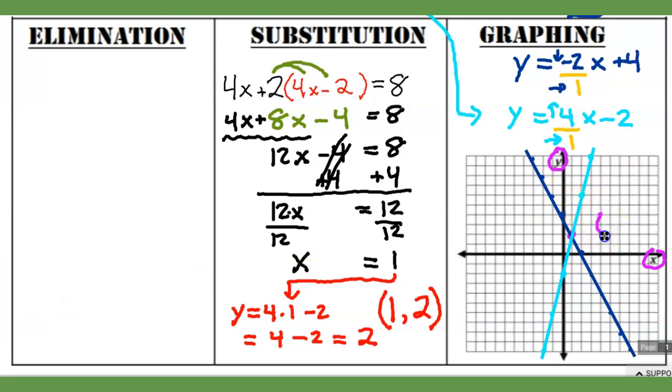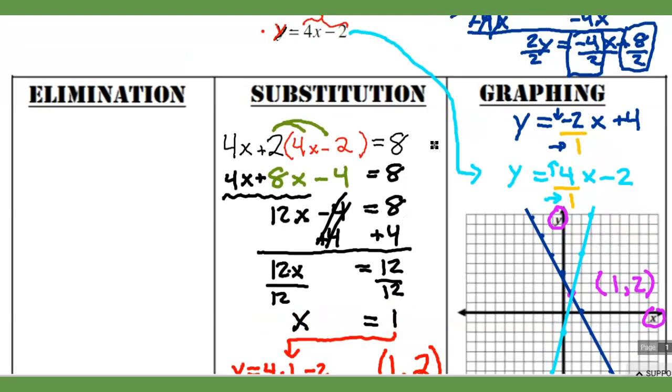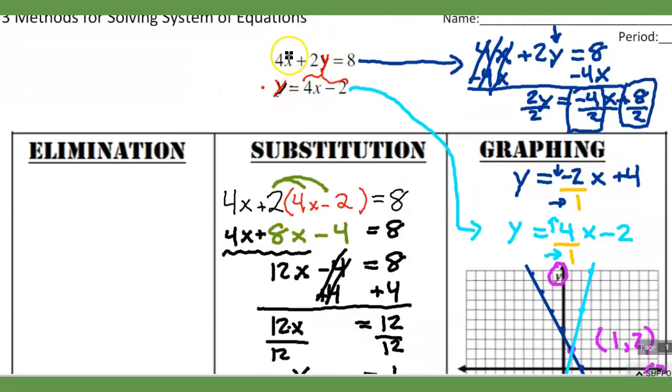So that is the only point, 1, 2, that will be true for both. If you do a check and plug in 1, 2, you'll get the same number on both sides of our original equations. So 4 times 1 plus 2 times 2, that's 8. 8 equals 8. 2 equals 4 times 1, 4 minus 2, 2. So we get 2 equals 2 for our check here. And then we'll get 8 equals 8 when we do a check on this one. Just by substituting in the values, get the numbers on both sides.